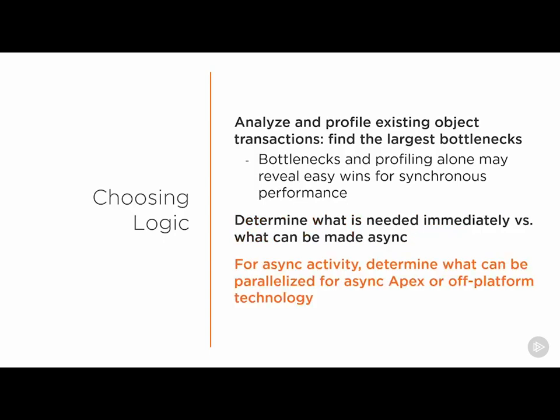For asynchronous activity, determine what can be parallelized. Sometimes it may be possible to break work up into multiple future calls or a series of queueable jobs, and those things run in parallel instead of having to go off-platform. At the end, though, it may be inevitable. It may be that Salesforce just can't do what you need it to do. Okay, so at last, you may build off-platform.